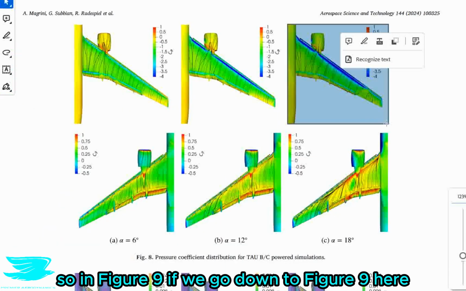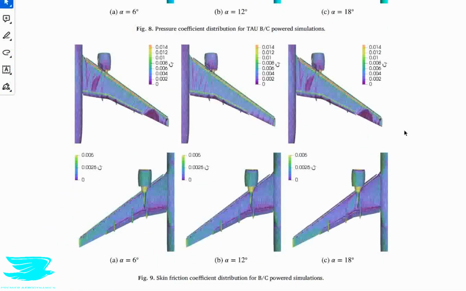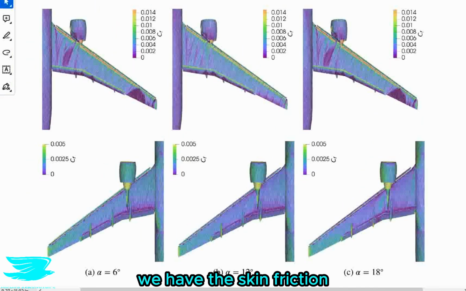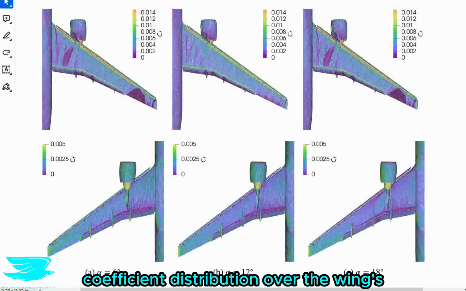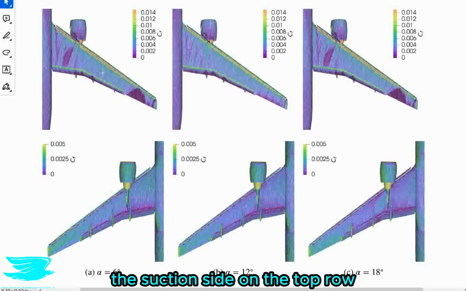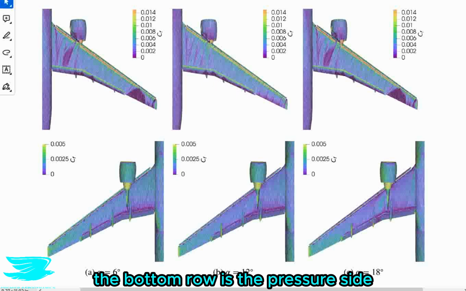So in figure 9, if we go down to figure 9 here, let's zoom in a bit. We have the skin friction coefficient distribution over the wing's suction and pressure sides. Again, the suction side is on the top row, the bottom row is the pressure side.